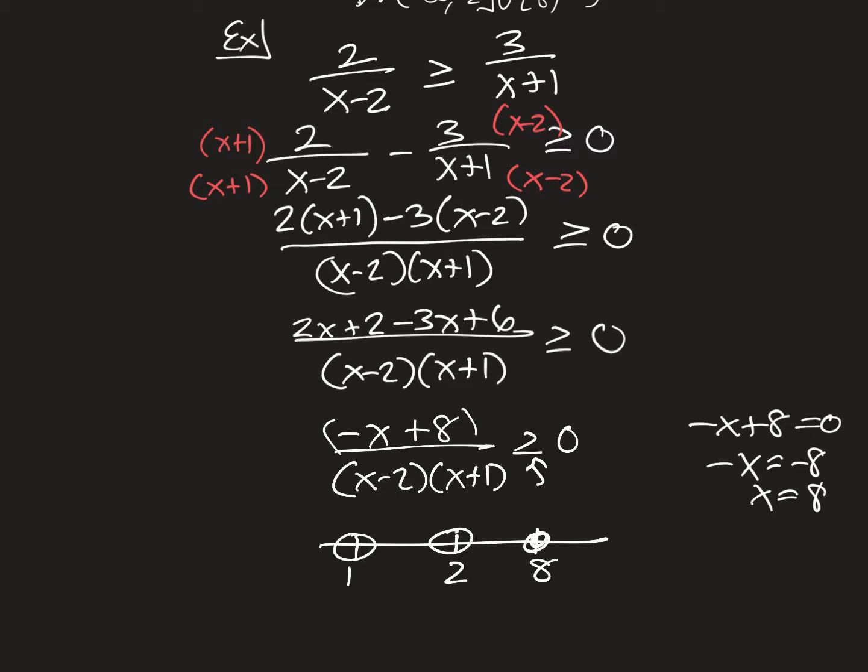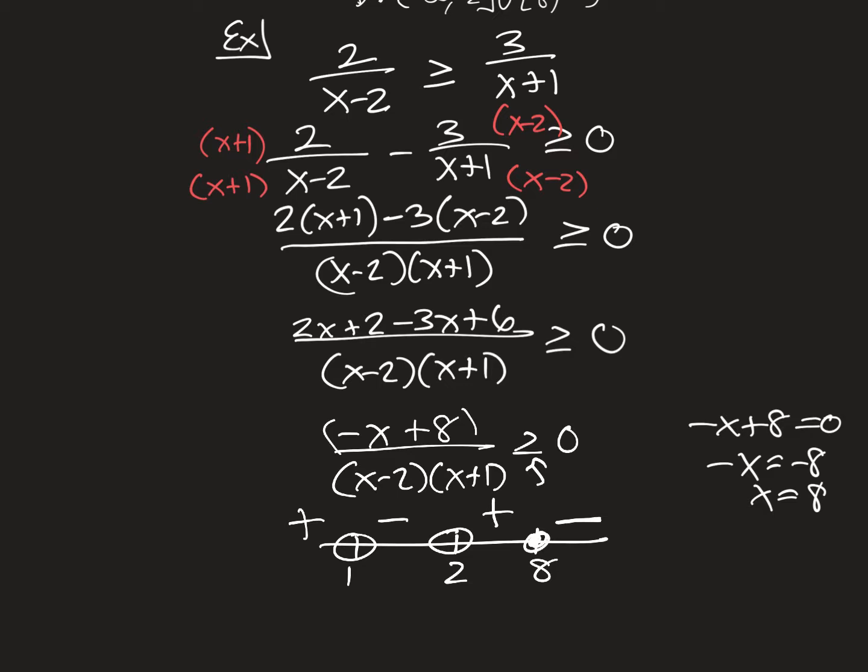Notice again, they're all to the exponent of 1, or multiplicity 1, so it should alternate signs. If I put in a value greater than 8, for example 9, the numerator would be negative, but the other two would be positive. So it's looking like it's negative. And then it's going to alternate signs across, because everything's raised to an odd exponent.